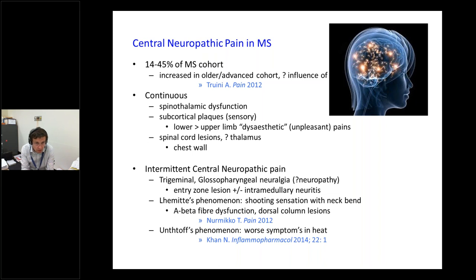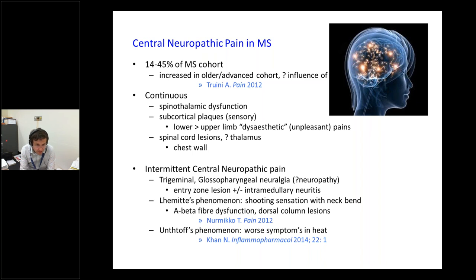This is more likely in lower limbs than upper limb. It's a dysesthetic or an unpleasant situation. I see also a continuous group with spinal cord lesions, often on the chest wall. So they may have a low cervical plaque and they'll have an opposite area on the chest wall of central spinal cord neuropathic pain.